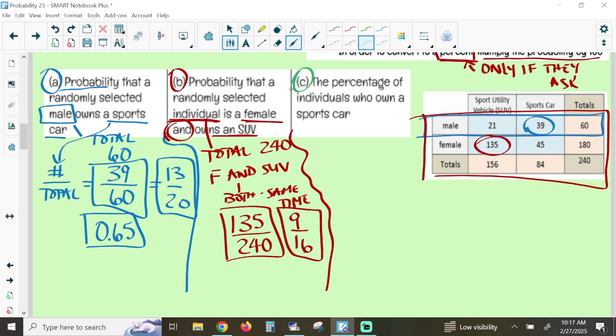So we want what? Percentage. Please underline that so you remember the percentage of individuals who own a sports car. So who am I picking from? Individuals, which is everybody. So I'm taking the whole table. And so that means my total is 240. Check for your total all the time.